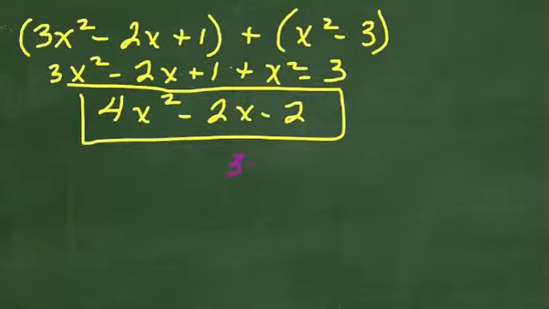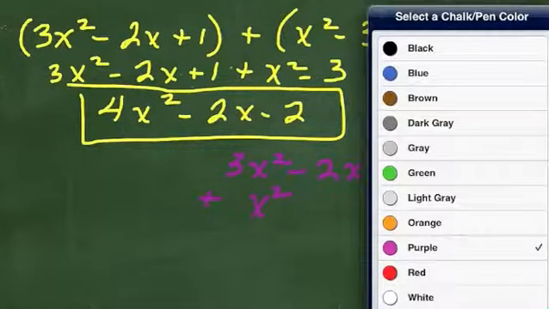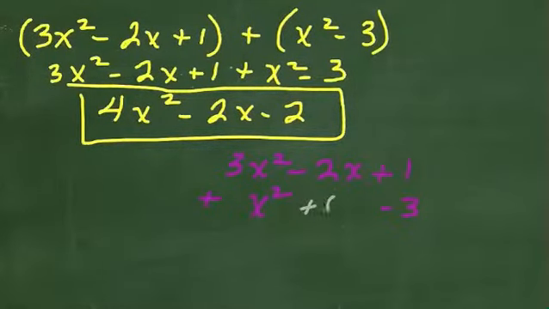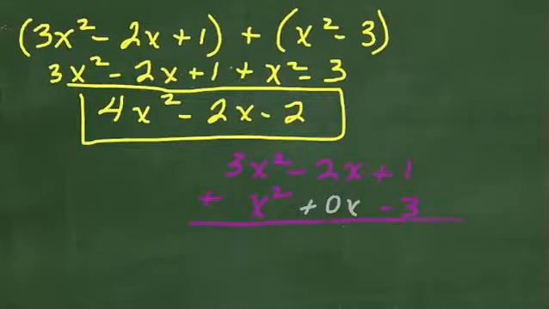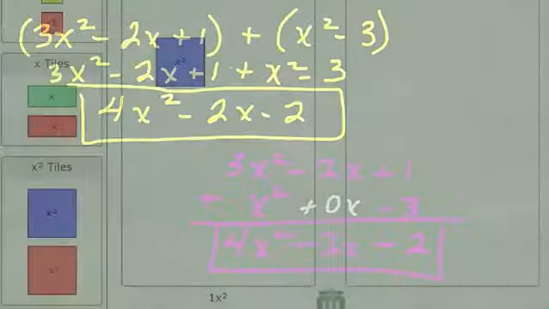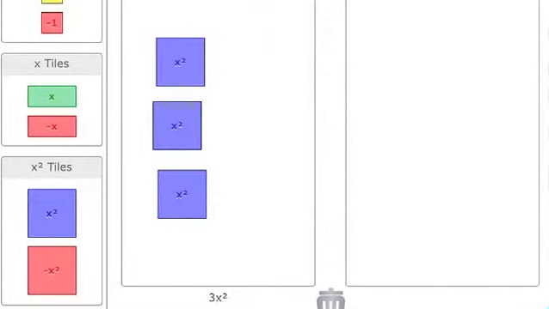We can also add these polynomials in vertical format. We need to be sure and line up the like terms much like we would line up place values if we were doing numbers. And we can fill in a place value with 0 times x. So now we simply add all of the terms that are alike in a vertical fashion, and we get 4x squared minus 2x minus 2.